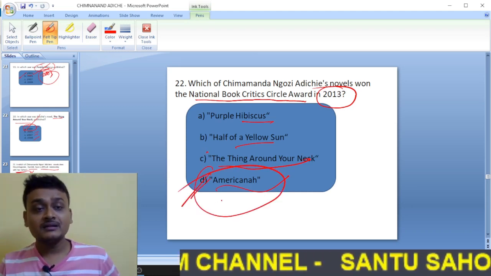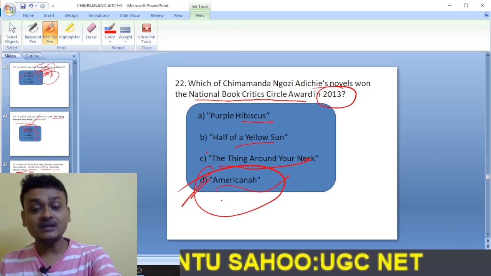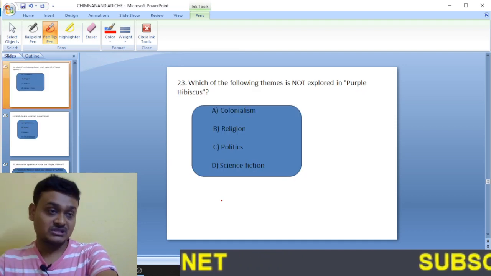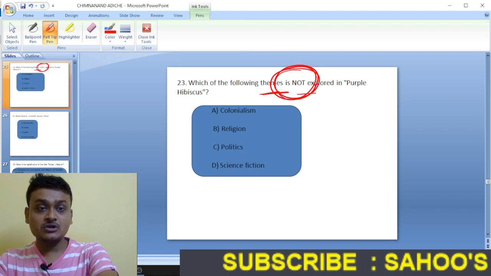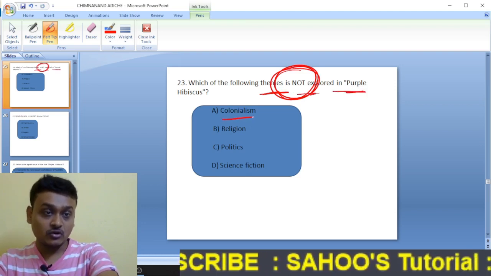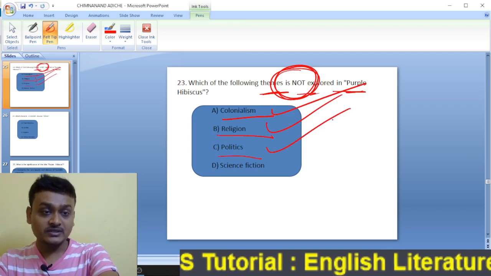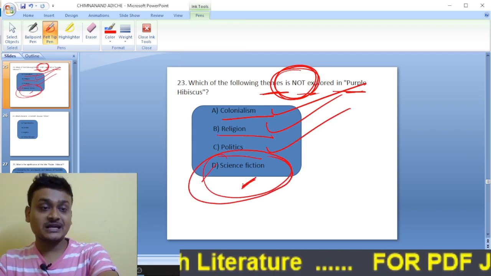Americanah is the novel that won her the National Book Critics Circle Award in the year 2013. So D is the right option over here. Moving on to question number 23, which of the following is not explored in Purple Hibiscus? Colonialism, religion, and politics were explored, but science fiction was not explored. So science fiction is the right option.